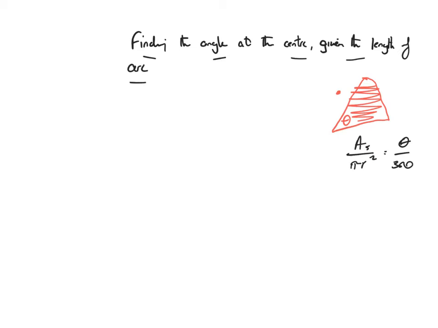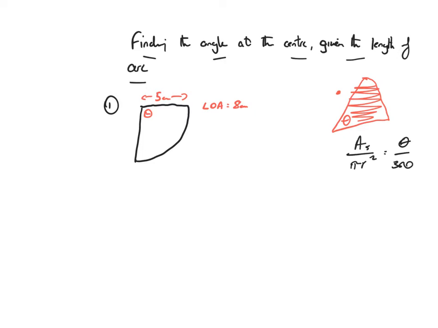Okay, so let's start with example 1. Let's say this time there's a sector. I'm told that the length of the arc, this bit here, I'm going to abbreviate that as LOA. The length of the arc is equal to 8 centimetres. And I'm also told that the radius of the sector is 5 centimetres, and I want to find the angle at the centre, theta.